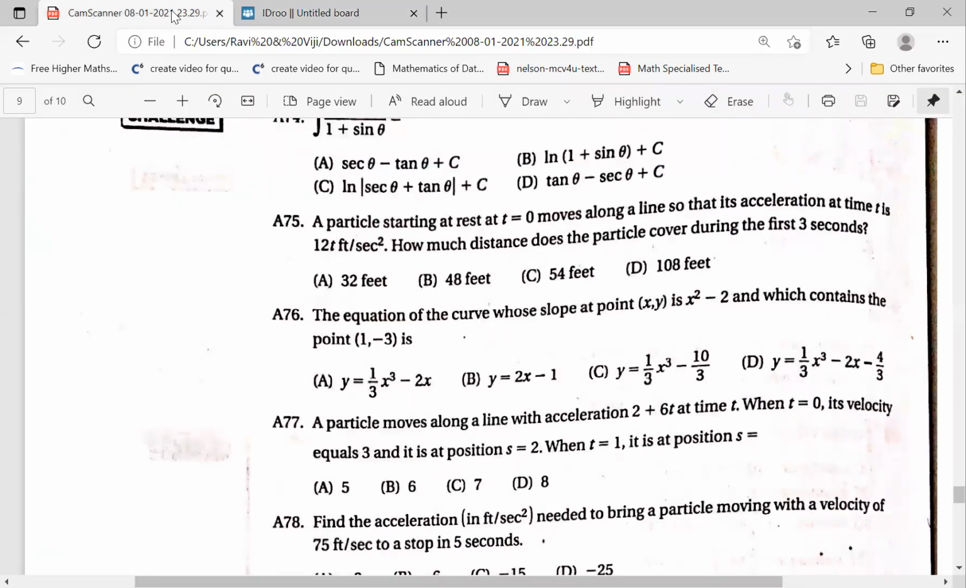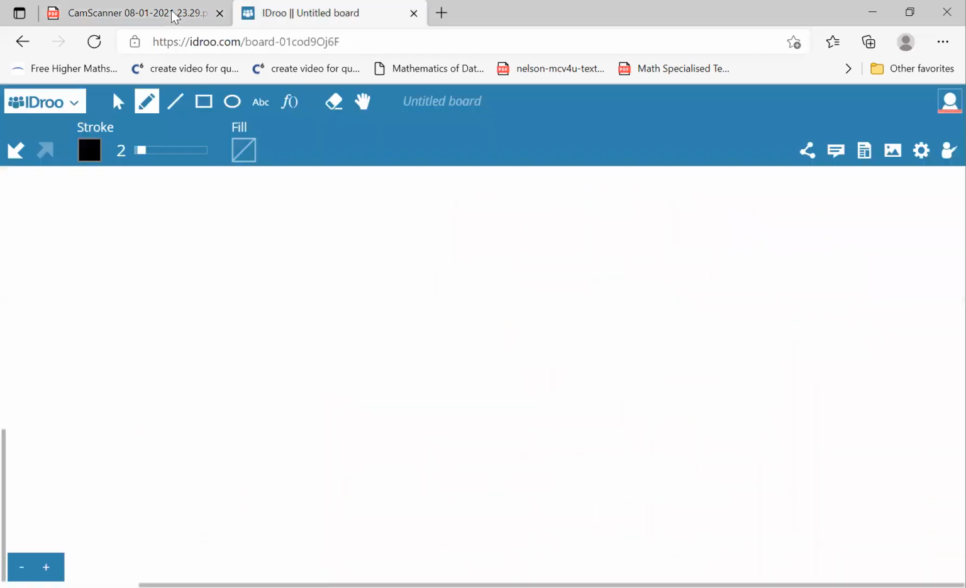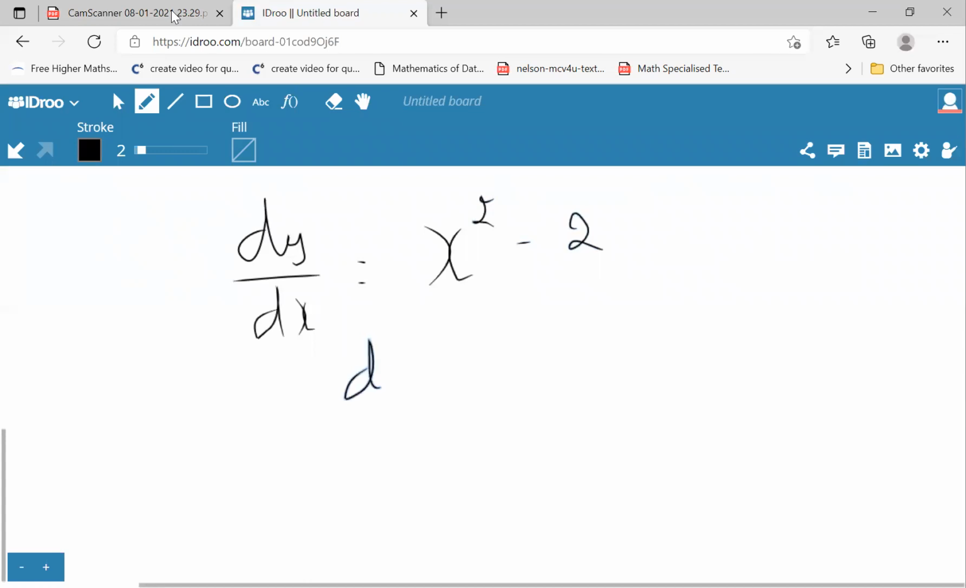Now coming to the 76th problem. The equation of the curve whose slope at the point x comma y is x squared minus 2 and which contains the point 1 comma minus 3. So it is given that the slope is, so let us take it as dy by dx, x squared minus 2. Or dy is equal to x squared minus 2 into dx.